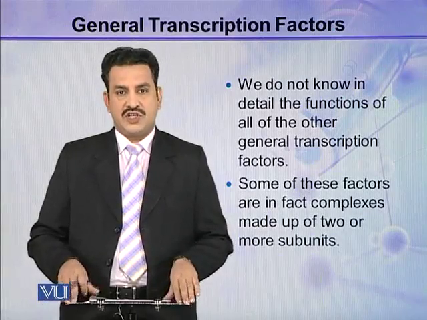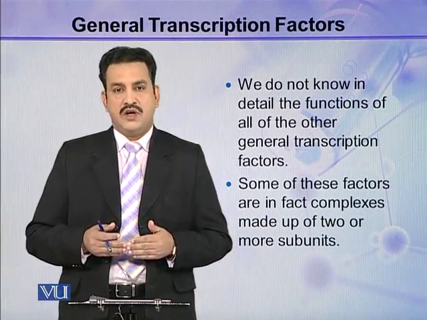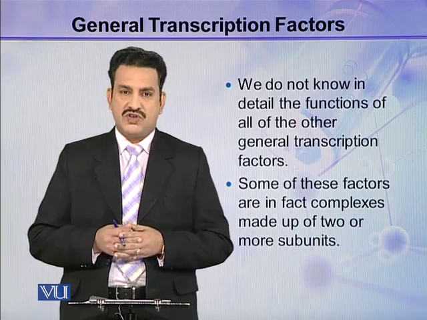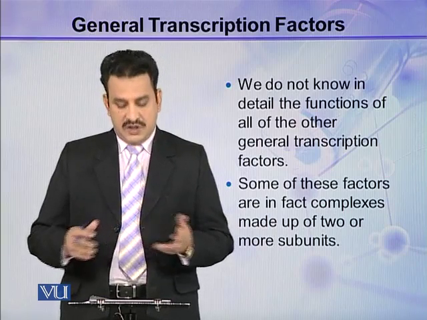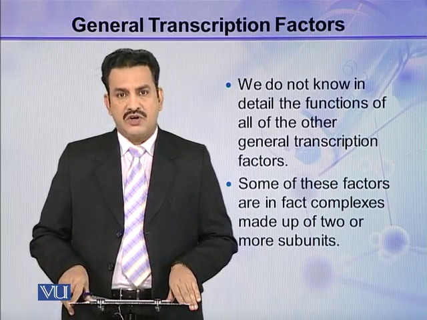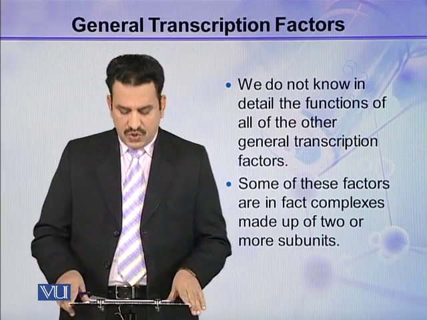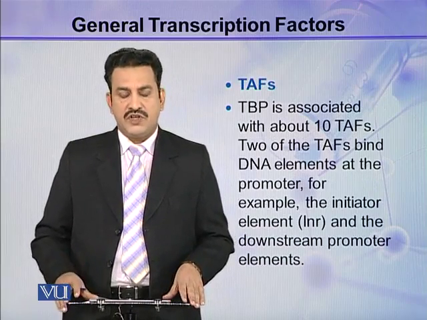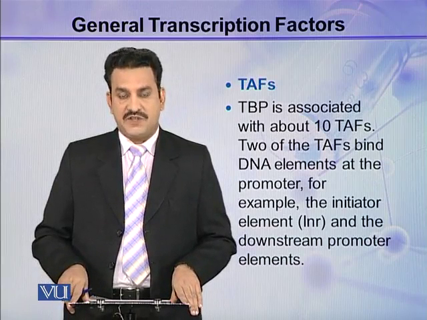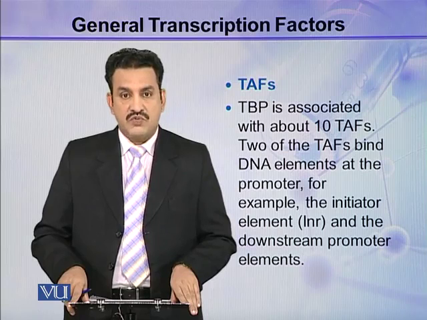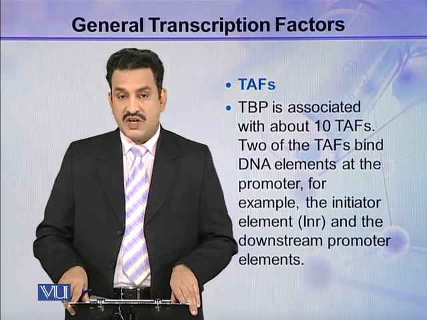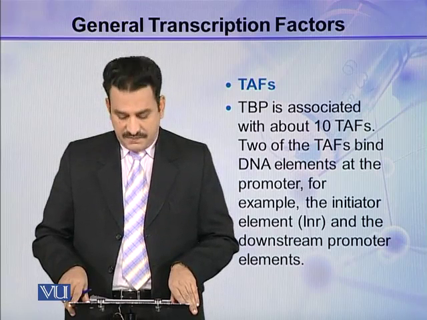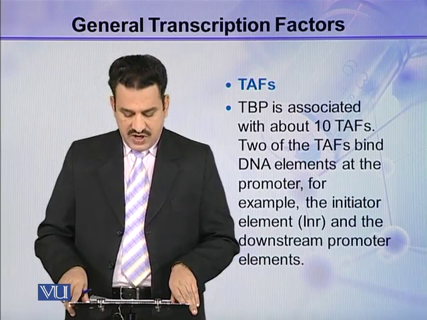There are many general transcription factors which are required during transcription, and we do not know the functions of these transcription factors in detail. Even some of these factors are complexes which are composed of two or more subunits. For example, one of the transcription factors are TAFs. So TBP is associated with about 10 TAFs. So there are 10 TAFs which are required during transcription. Two of these TAFs bind DNA elements at the promoter.